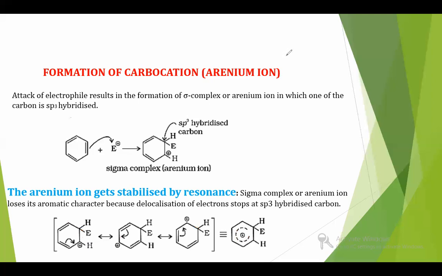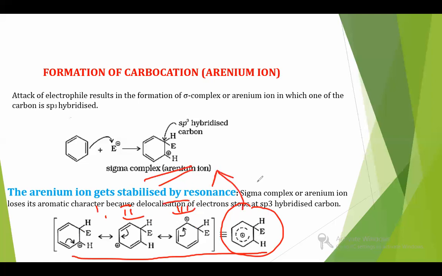The arenium ion is formed with the carbocation, and this will be stabilized by resonance. This is the resonance hybrid structure: 1, 2, and 3. After 3, we get the same first diagram again. That is the resonance hybrid structure of the sigma complex, or arenium ion. We are in the second step.